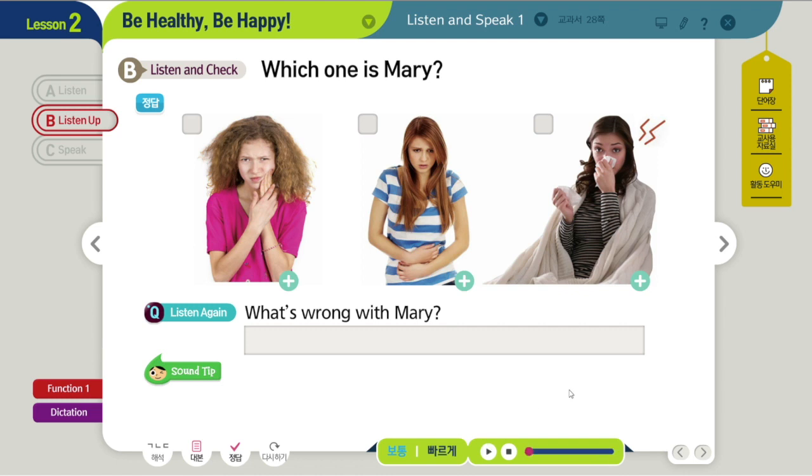Okay, so which one is Mary? Does she have a toothache or a stomach ache? Or does she have a runny nose? Or does she think she has a cold? Mary is number 3. She thinks she has a cold. So, what's wrong with Mary? She has a cold. She has a headache and a runny nose.